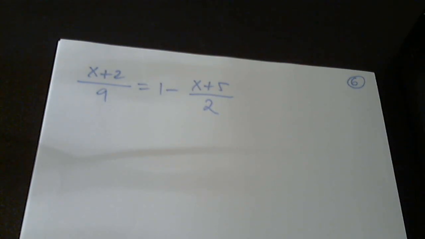Question for us: x plus 2 over 9 equals 1 minus x plus 5 over 2. Can anyone give us an idea on what we need to do first? What would you do first?